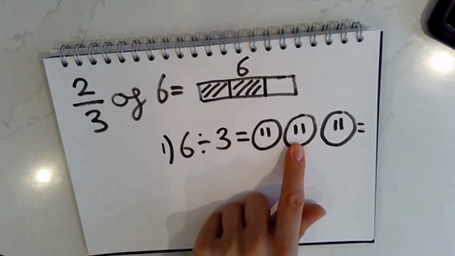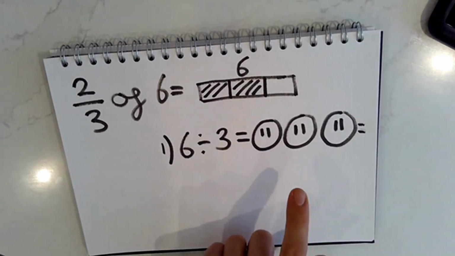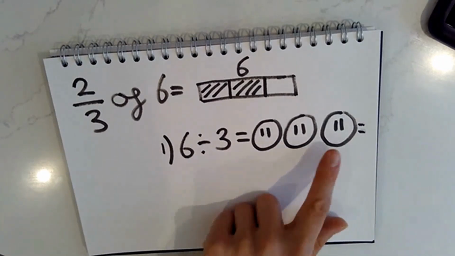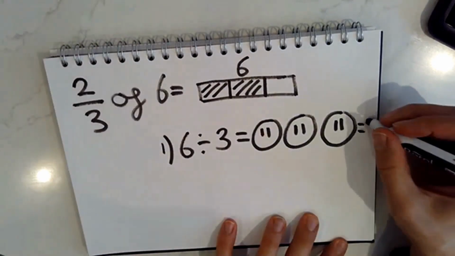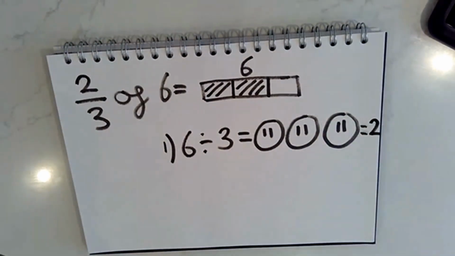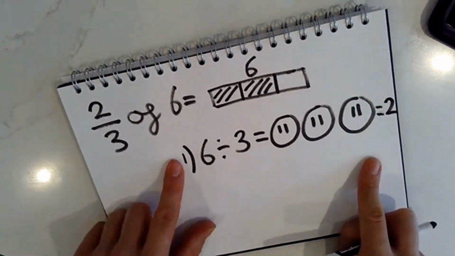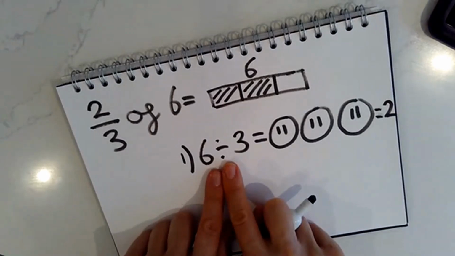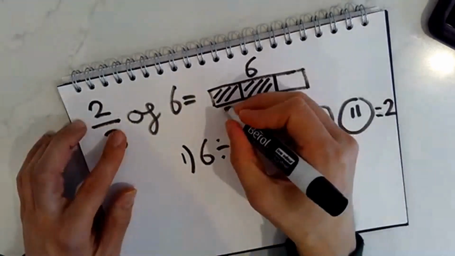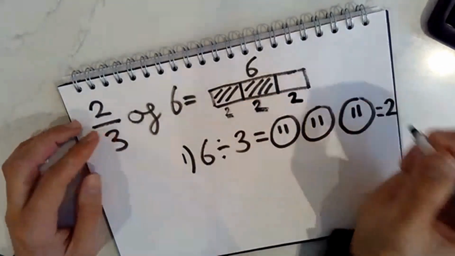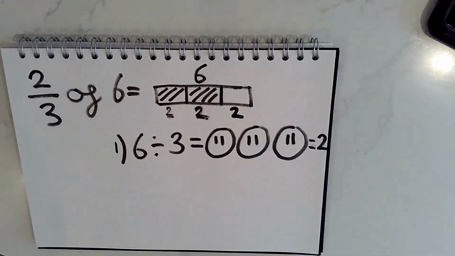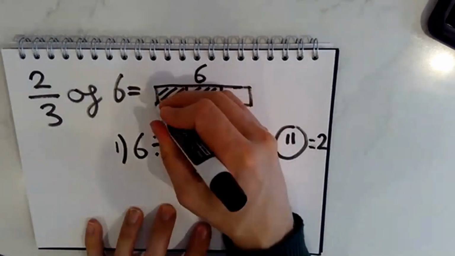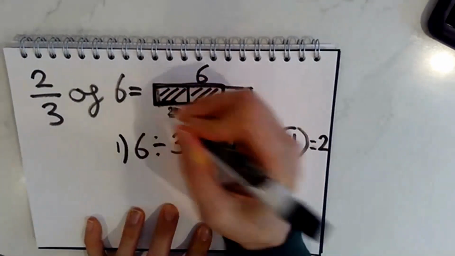Double check it with this group. Do I have the same amount? Well done. I have 2 in each group. What does that mean? Well, it means each third, because I'm trying to find 1/3 of the whole, is equal to 2. But I'm not trying to find what 1/3 is. I need to know what 2/3 is.